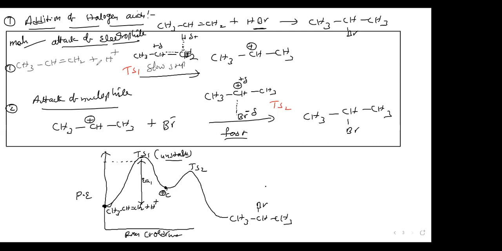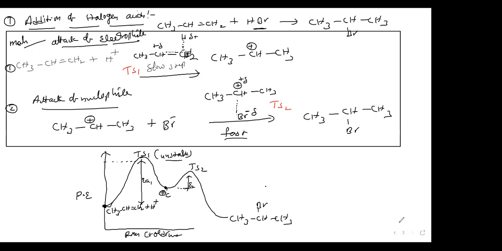The slow step is the rate determining step. And for this reaction, what is the activation energy? This is activation energy 2. Lower activation energy means a fast reaction. So this is the graph we make for the electrophilic addition reaction of halogen acids.